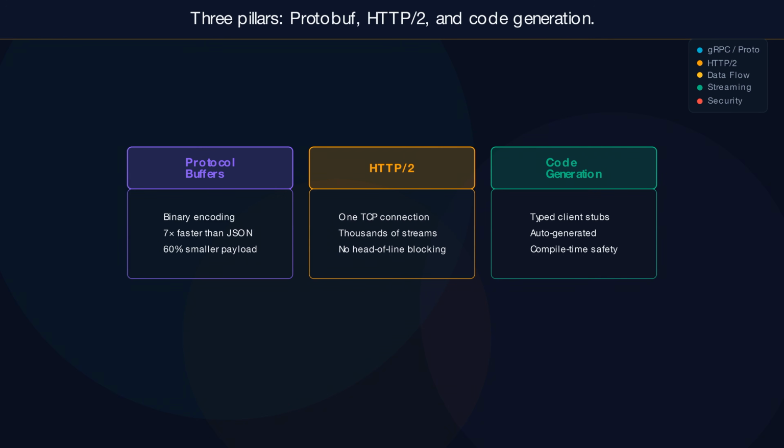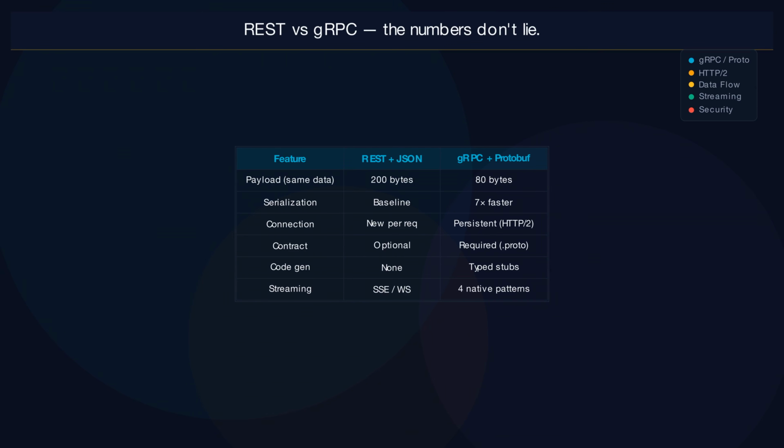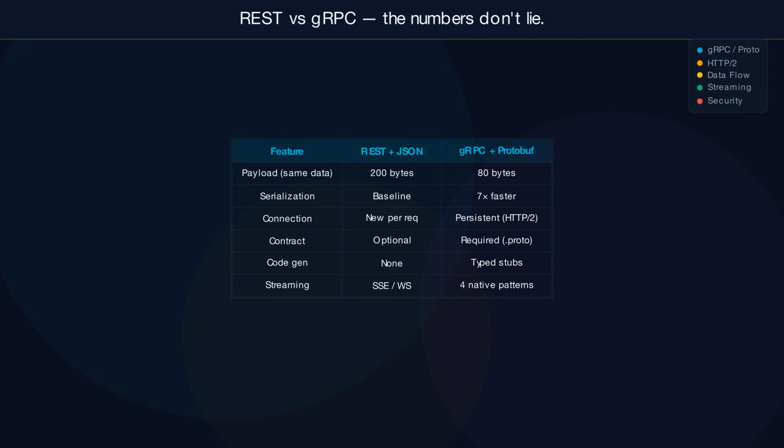REST versus gRPC in real numbers. Same user object. JSON is 200 bytes. Protobuf is 80. REST opens a new TCP connection per request. gRPC multiplexes thousands of calls on 1 persistent connection. REST contracts are optional guidelines. gRPC contracts are compiled code.